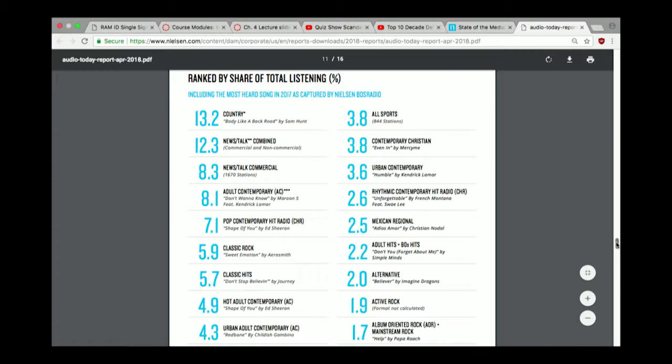So top is country music, followed by news talk. We talked about those. News talk, more news talk, adult contemporary. In our market, this would be something like KOIT, sort of like ballads and popular music. But why do you think that would rate high? Who do you think is listening to that type of stuff? Sort of soft, popular music. Why would that rate high, do you think?